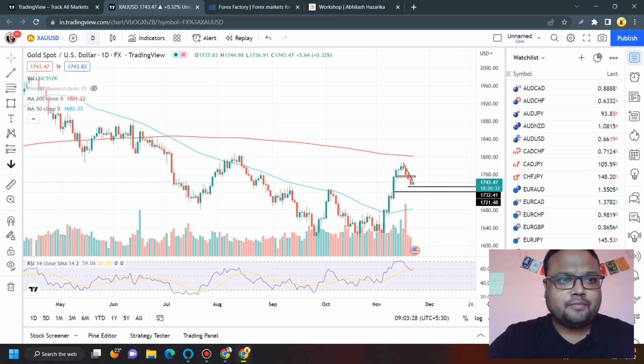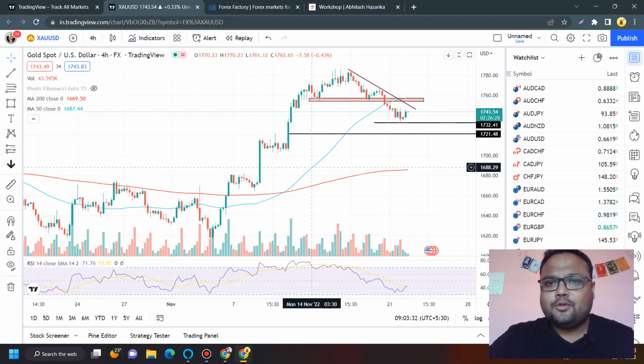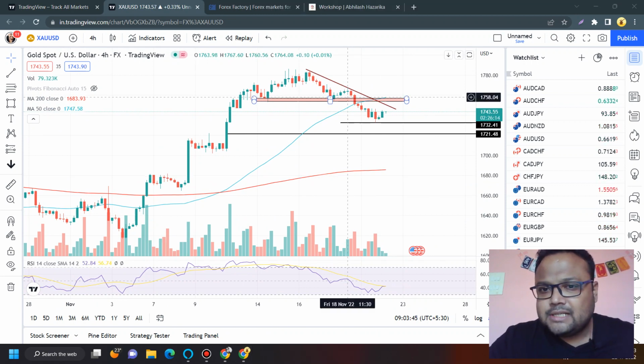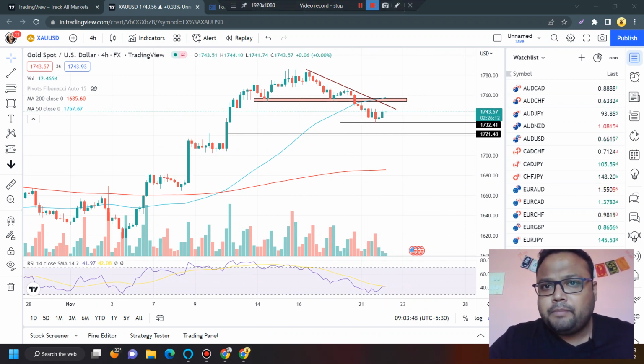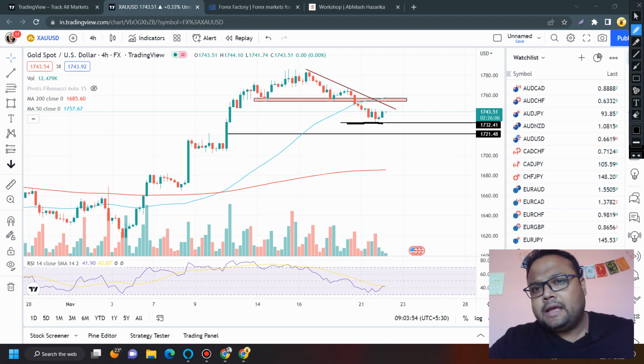Okay, so we are back to the 4 hour time frame. This is the 4 hour chart of gold USD. First of all, you must understand that yesterday gold made a low of 1732. This was the low made by gold yesterday.